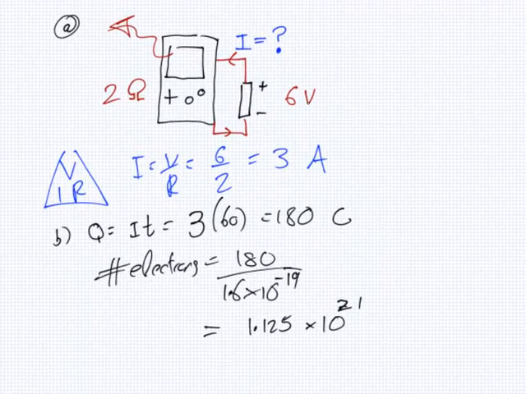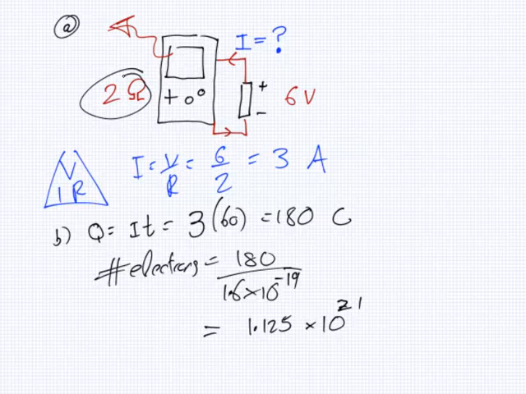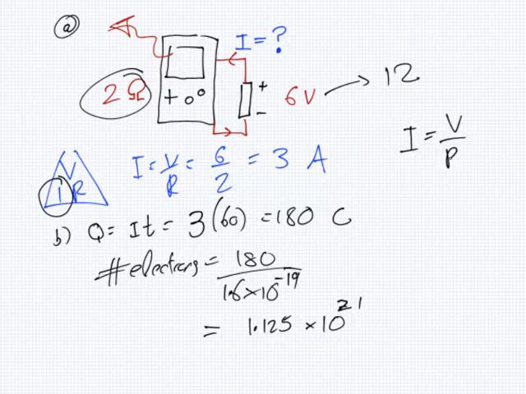So, firstly, the R is 2. If I replace the 6 with a 12, I want to know what the I is. So what's the formula for I? I equals V over R. And the V is now 12. And the R is still 2. Now in real life, it's not always just going to stay the same, but it's nearly the same. It'd be 6 amps.